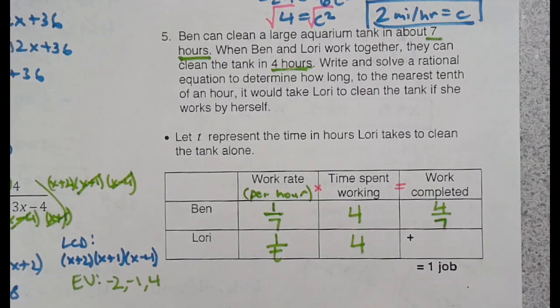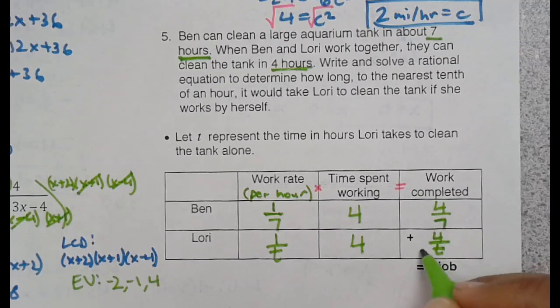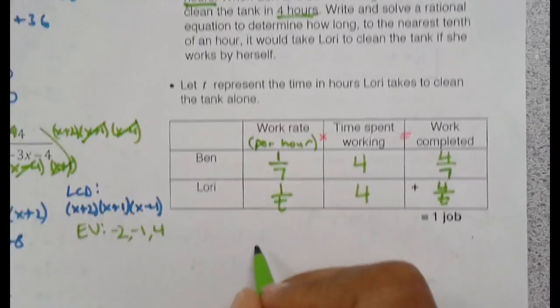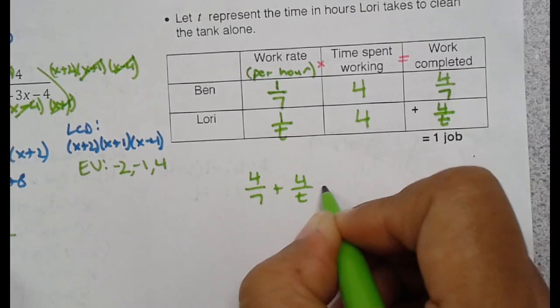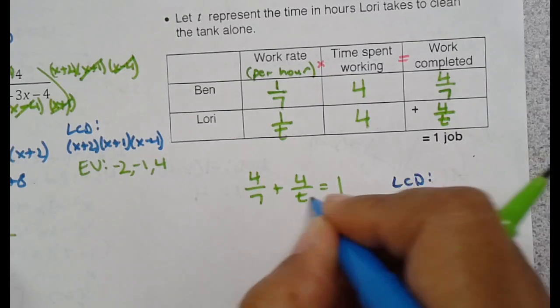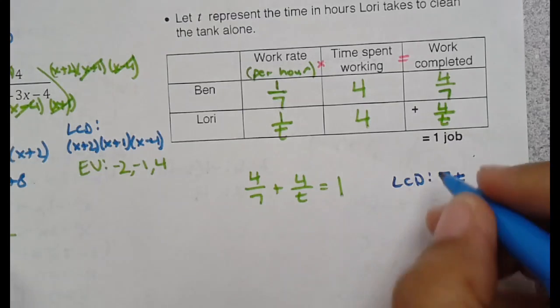I'm multiplying these together. Lori, we don't know how much her work rate is, but however many hours it takes her to do this, it's one job out of those many hours, times the 4 hours will be 4 over T. And remember that you're going to have this much work completed plus this much work completed will equal one full job. So let's go ahead and write that out as an equation. So we have 4/7 plus 4 over T equals one full job. Our LCD is 7 and T, so 7T. So let's go ahead and multiply through by this 7T.